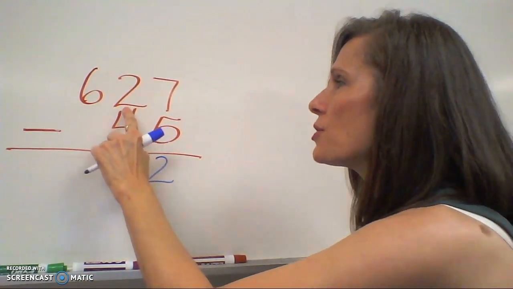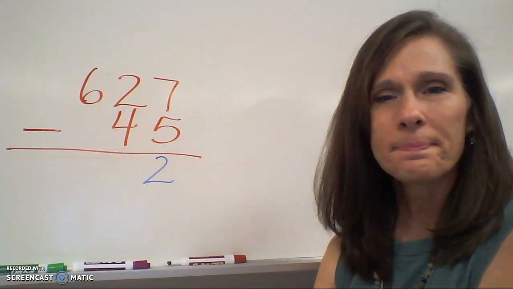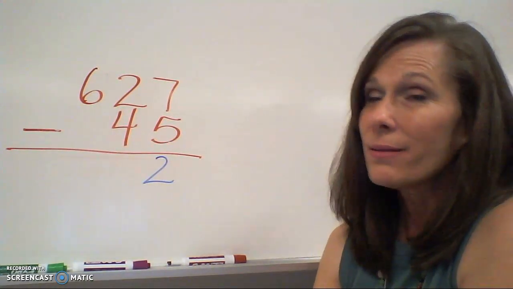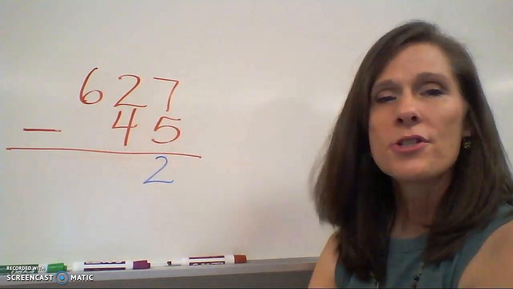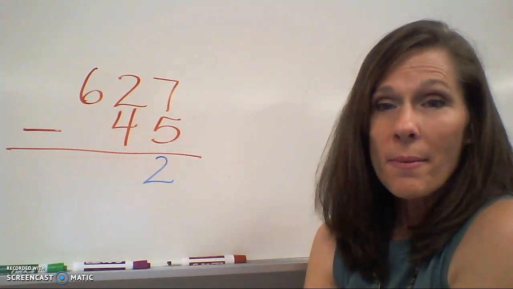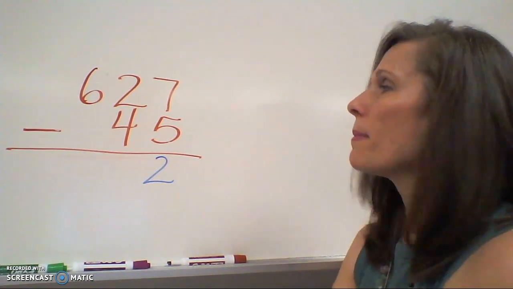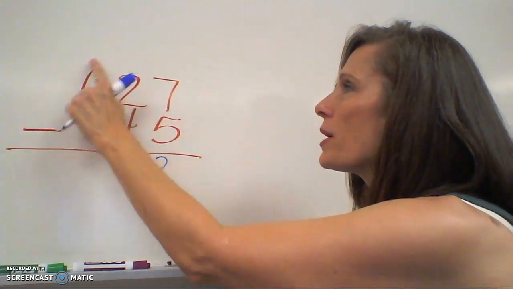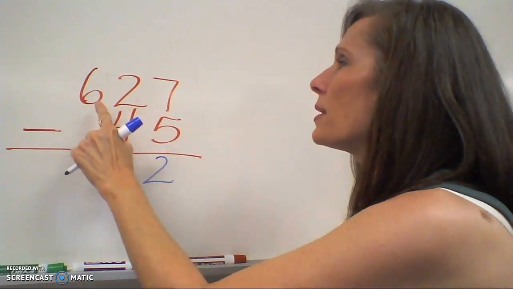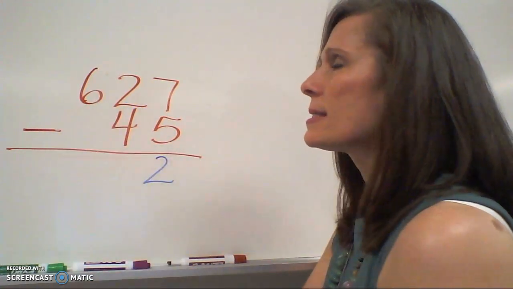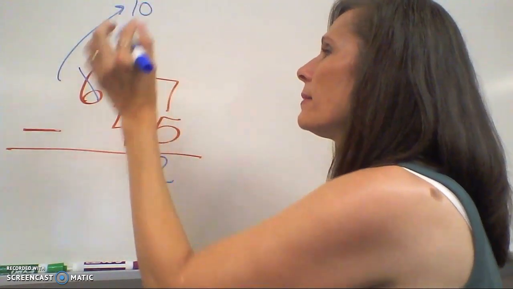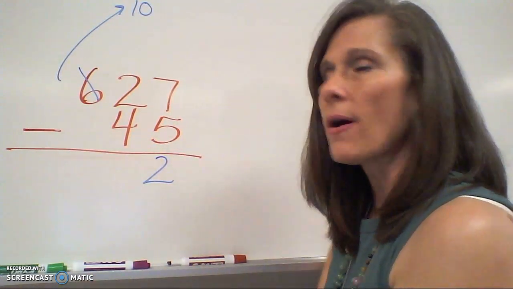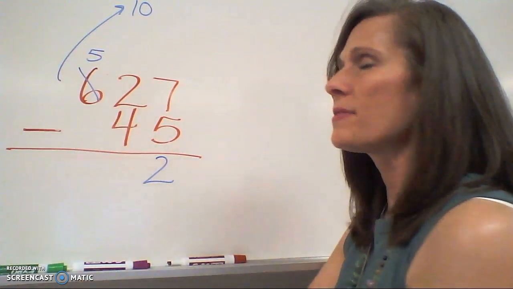Well, I notice 2 take away 4. Can I do it? Well, 2 is smaller than 4, so I can't. If I have 2 oranges, I can't give you 4 of them. I don't have enough. So remember, when there's more on the floor, we go next door. So here we go. The 2 asks the 6 for a set of 10. So the 6 says, here's your set of 10, right? The 6 now becomes a 5 because it gave up a set of 10.